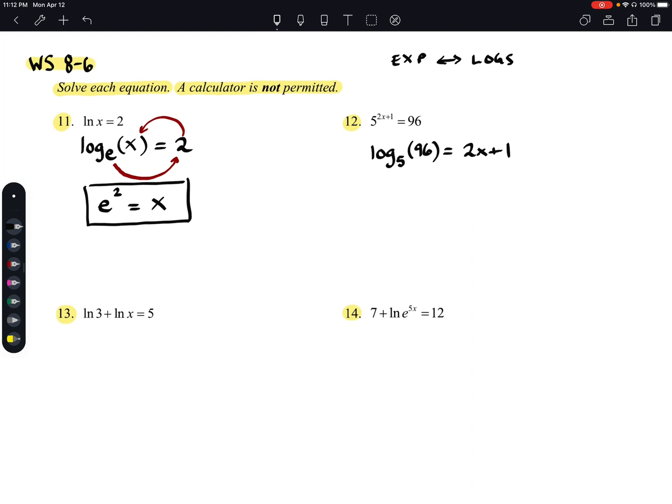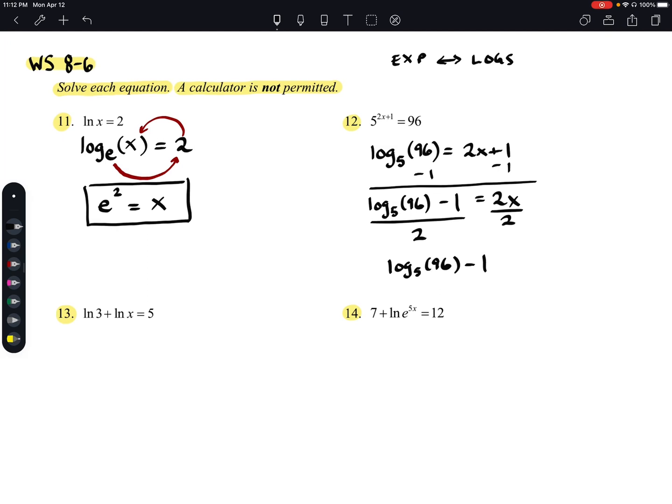And now we just need to isolate our x. So we're going to go ahead and subtract 1 from each side. We have log base 5 of 96 minus 1. And then we will isolate our x by dividing by 2. So log base 5 of 96 minus 1 all over 2 is what x equals. So there is problem number 12.